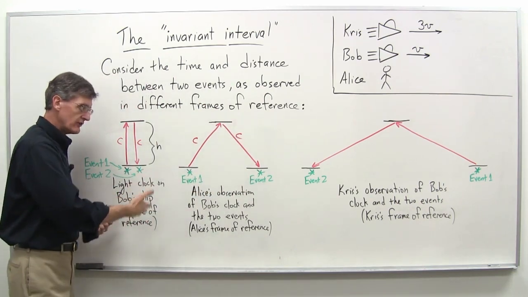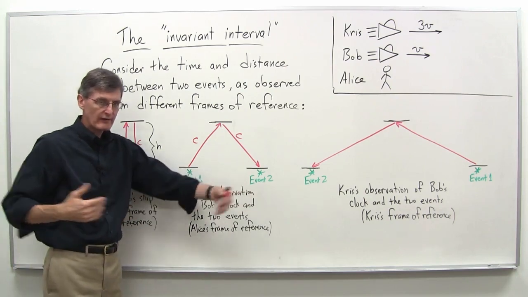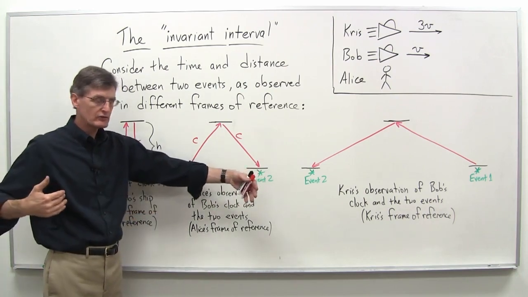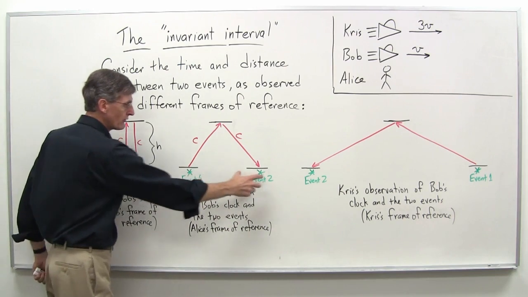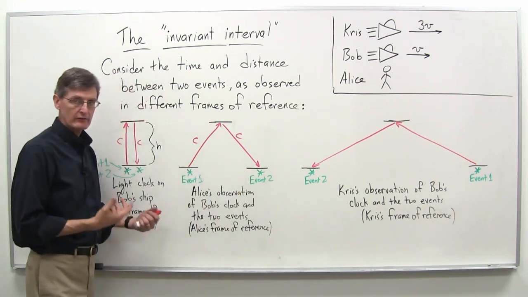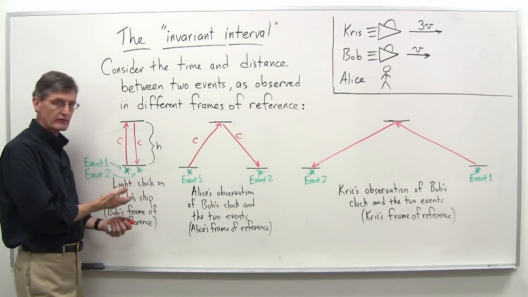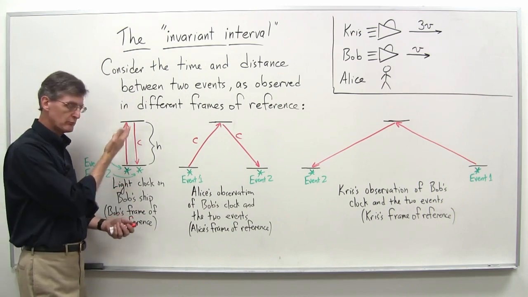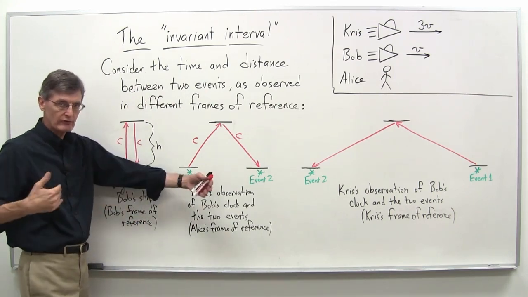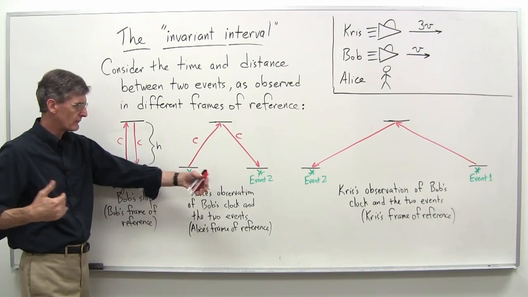So she sees, according to her frame of reference, her lattice of clocks and measuring system, event 1 and event 2 at different places. Bob sees event 1 and event 2 occurring at the exact same place, right, at point 0 on his clock, his measuring system from his frame of reference.